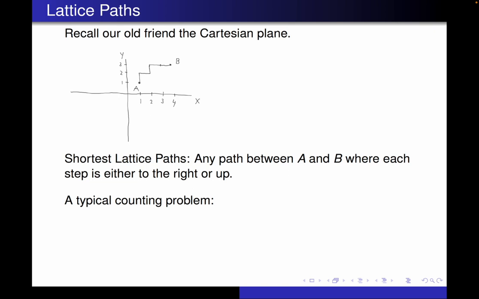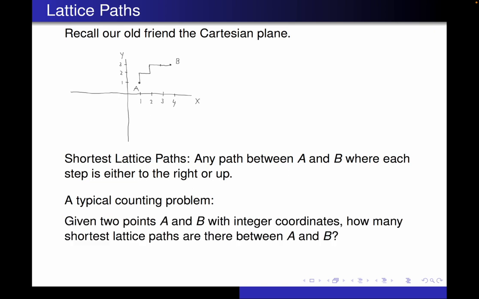So here's a typical counting problem involving lattice paths. Given 2 points A and B with integer coordinates, how many shortest lattice paths are there between A and B?